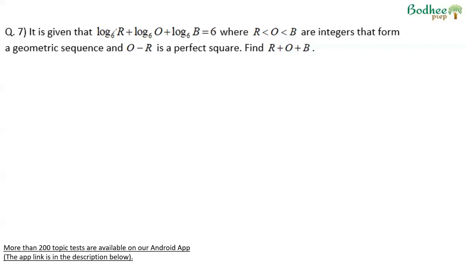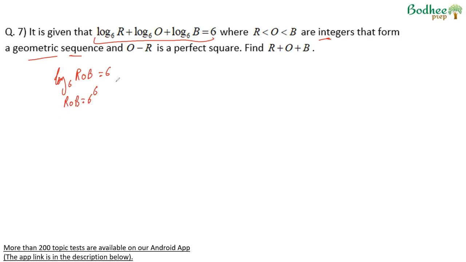It is given that log of r to the base 6 plus log of o to the base 6 plus log of b to the base 6 is 6, where r is less than o is less than b are integers that form a geometric progression. o minus r is a perfect square, r plus o plus b is to be found out. Now, this equation can be written as log of a plus log of b plus log of c is log of a into b into c to the base 6 is 6, which means a into b into c will be 6 raised to power 6.